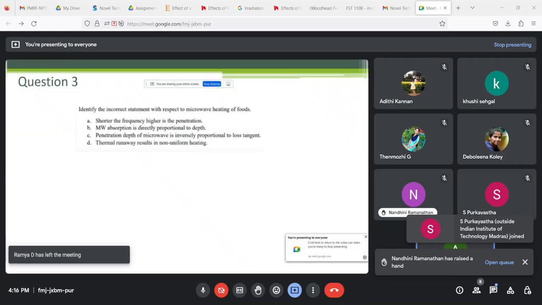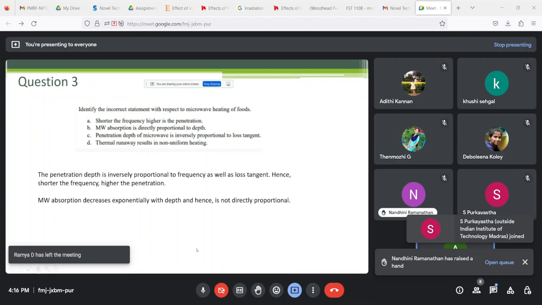So your microwave absorption is not directly proportional to depth. In fact, it will keep on decreasing exponentially with depth. So if you have a 5 centimeter slab and if you have a 10 centimeter slab, the chances that your 5 centimeter slab will be radiated till the center is more. Whereas the bigger the food you're dealing with, the chances that even the center is getting irradiated is less. So you'll have a very exponential decay of the absorption that you can see. It will get irradiated most in the surface and least at the middle. So your microwave absorption decreases exponentially with depth, and hence it is not directly proportional. So this is the incorrect statement.